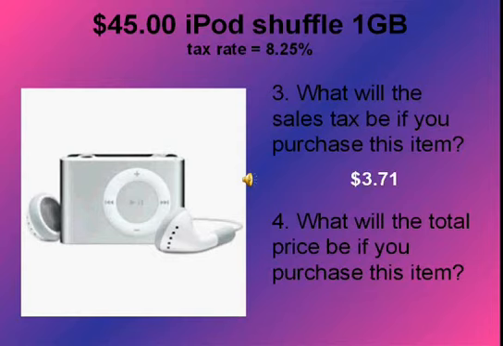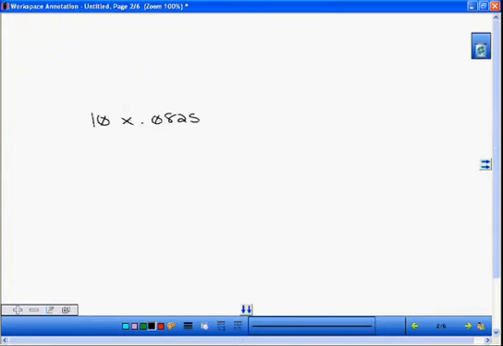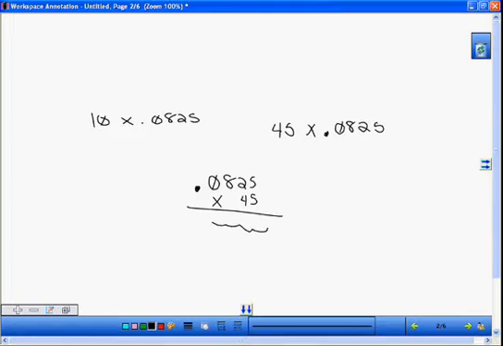Alright, your sales tax is $3.71, and the way you got that was to multiply the $45 times the tax rate of 0.0825. Now, in order to do this on your paper, in case you're having a hard time, you do not have to line up the decimals. It's just at the end, make sure you count 4 decimal places over, since there's 4 decimal places in the top and none in the bottom, so you need 4 decimal places in your answer.